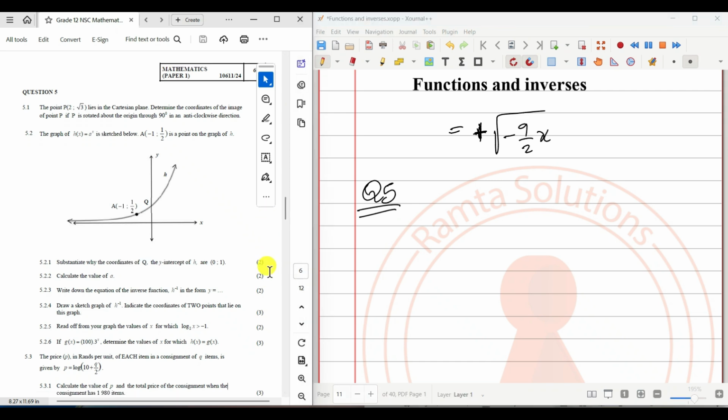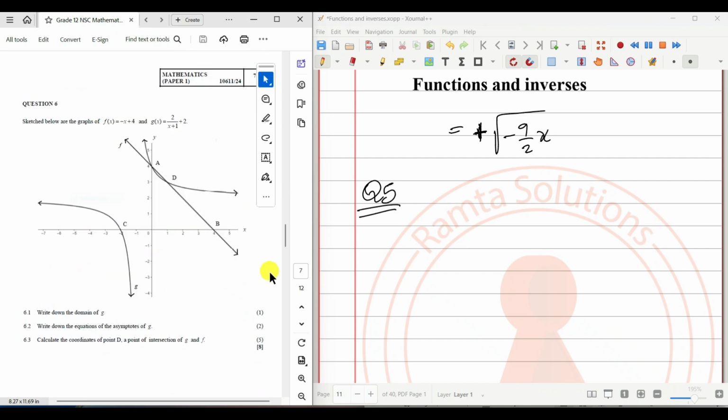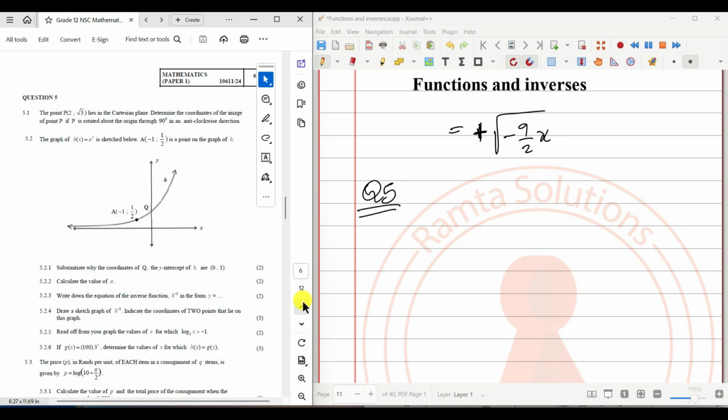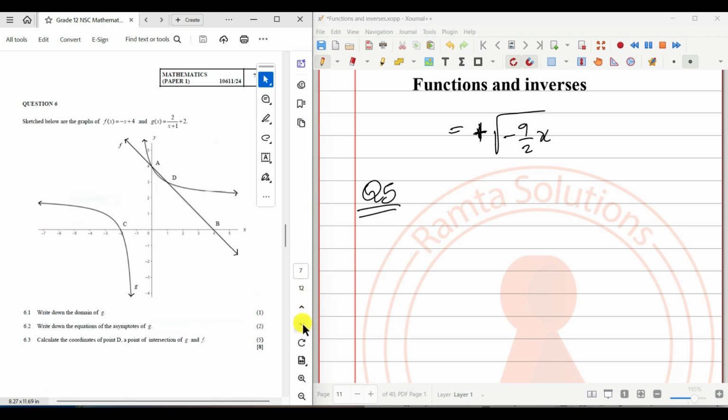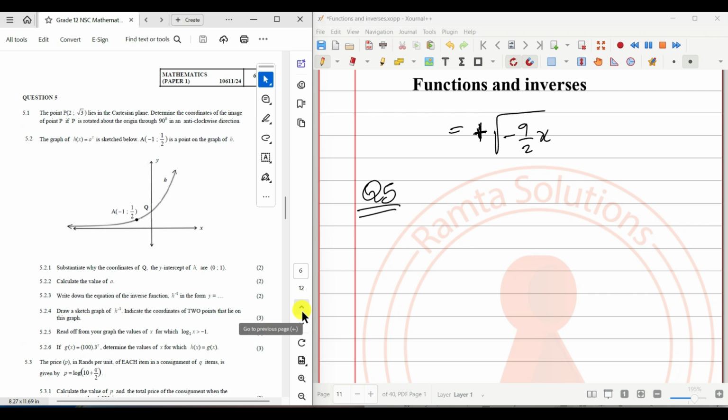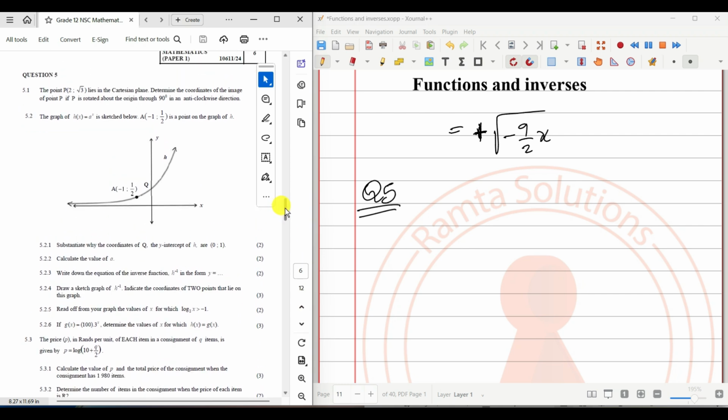Let me see. Question 5 is 21 marks, guys. 21 marks. Ooh, 21. Are you guys hearing this? I'm enjoying this 21, but it's okay. Let's enjoy our 21 marks with peace.